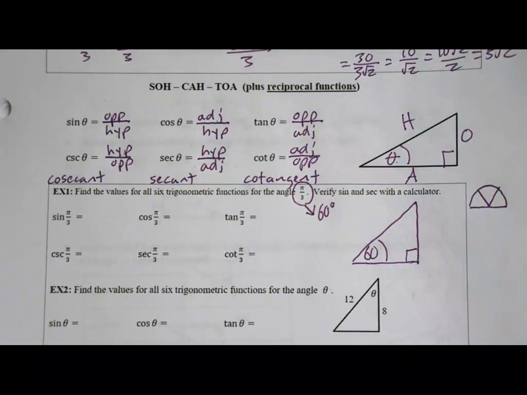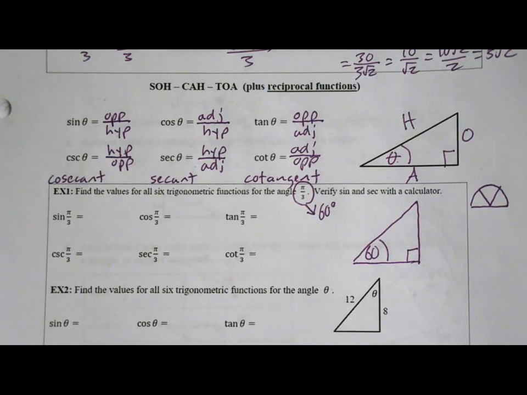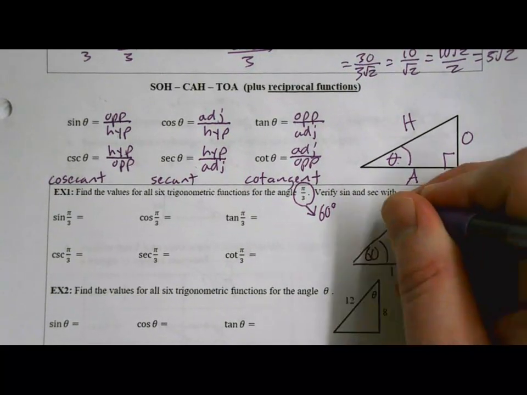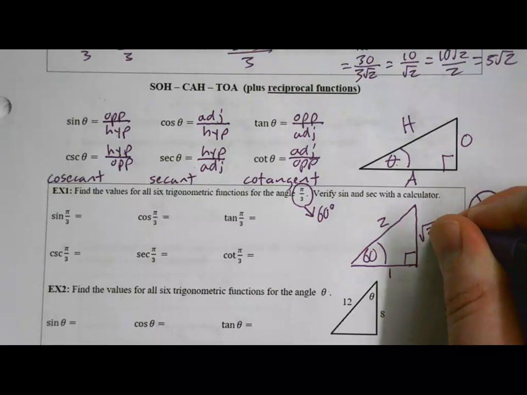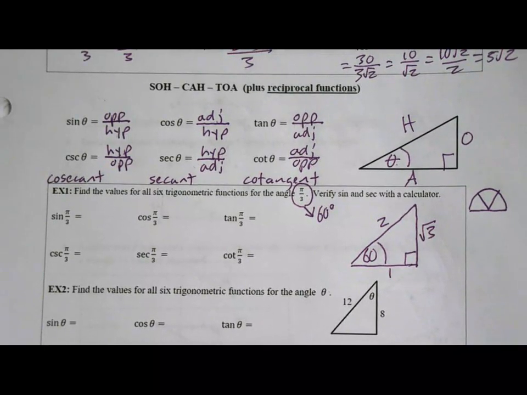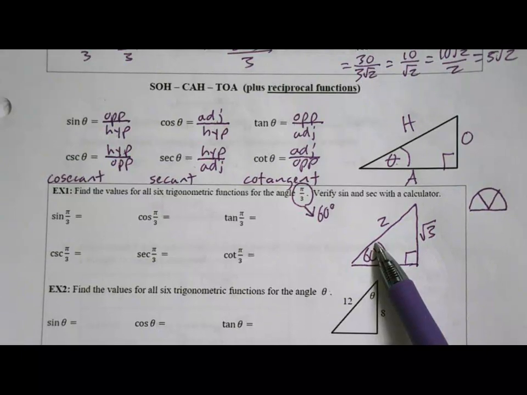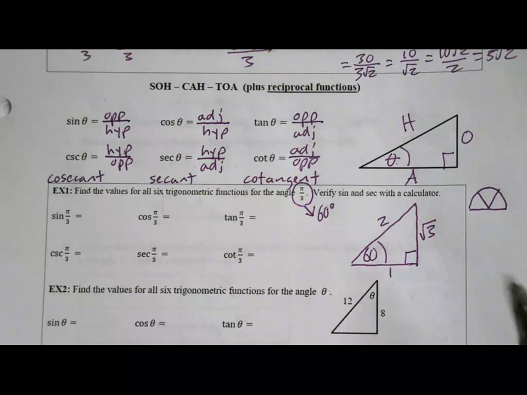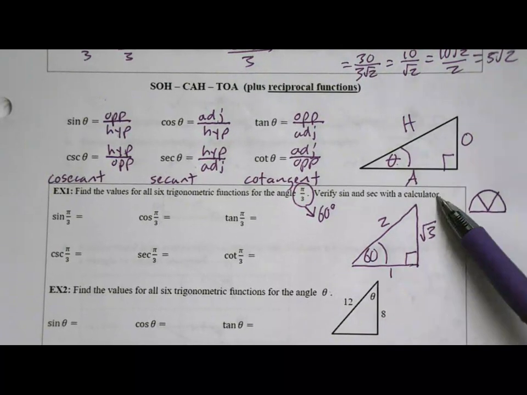You got them? Did you get them like really quick? Do they match mine? 1, 2, root 3. Are you guys starting to get good at remembering that the root 3 goes across from the 60 and the 1 goes across from the 30? No? Yes? Anybody else find any other tricks to help you out with that? Hypotenuse is 2.